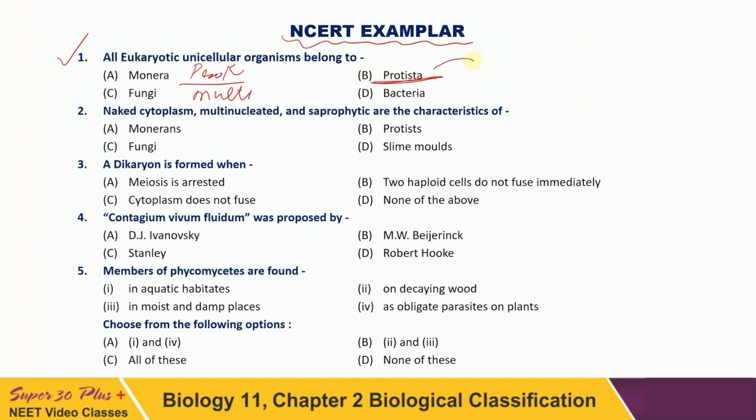Protista, in the 5 kingdom classification we are talking about, has unicellular organisms, and it has a true nucleus. These are eukaryotic. The right answer is this. Naked cytoplasm, multinucleated and saprophytic. These are found where? Naked cytoplasm, nuclear membrane is absent. Remember, cell wall is absent in slime mold in the vegetative stage. These are saprophytic ones, and they move with the help of pseudopodia. The right answer is this.